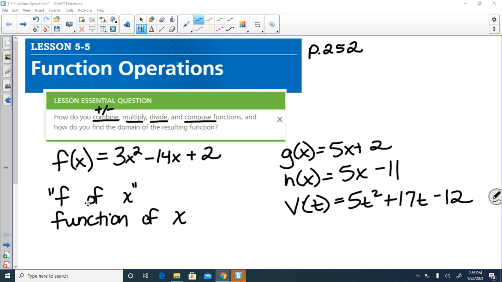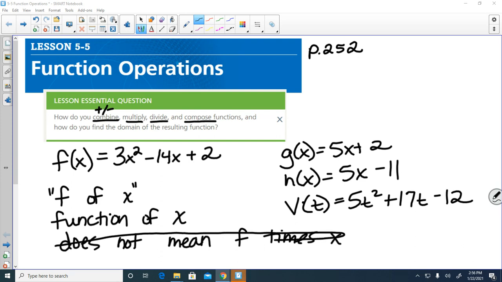And again, when you see f of x, it does not mean f times x. I know they're written close together, and it looks like that's what it means, but it's not. It does not mean f times x. It means that it's a function. Its name is f, and the variable that you see is x.